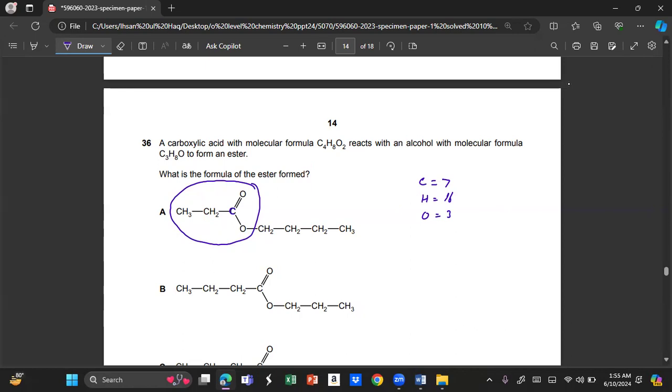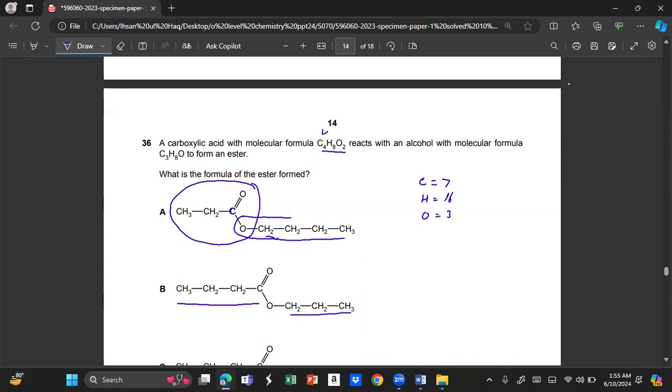Now, if we remove OH from the carboxylic side, then this O will go with this side. So this chain, basically this part, usually comes from alcohols. Because this structure, which contains the carboxyl group, C double bond O and O, each has been removed during the formation of ester. So this structure contains four carbons. Carboxylic acid must have four carbons.